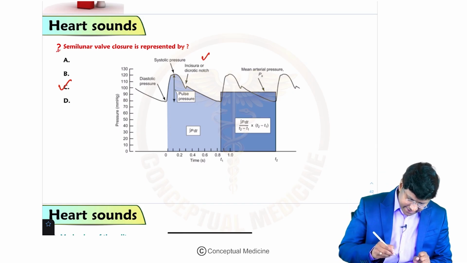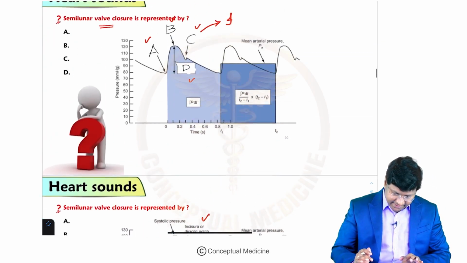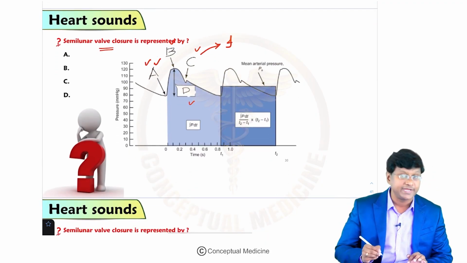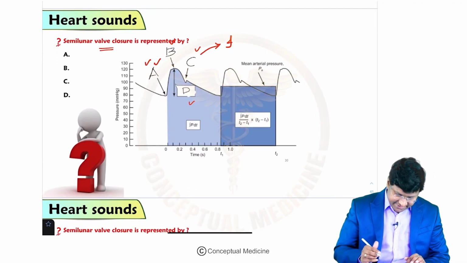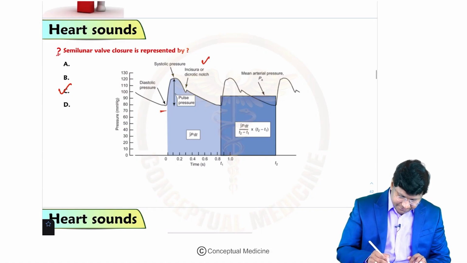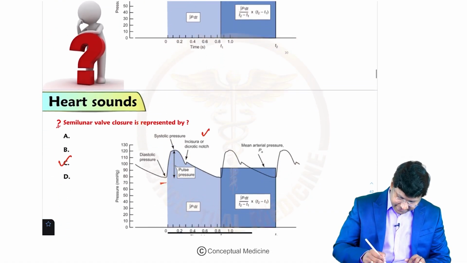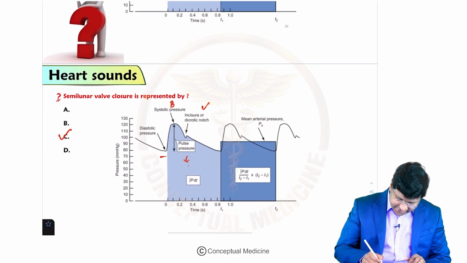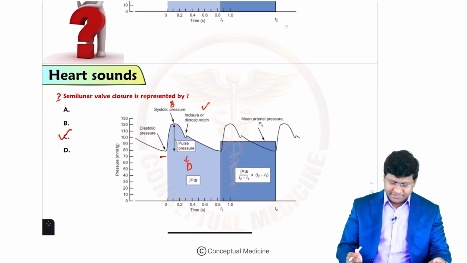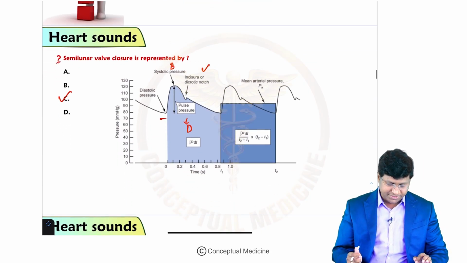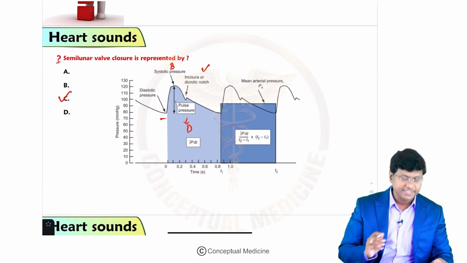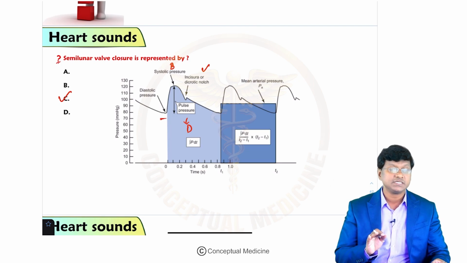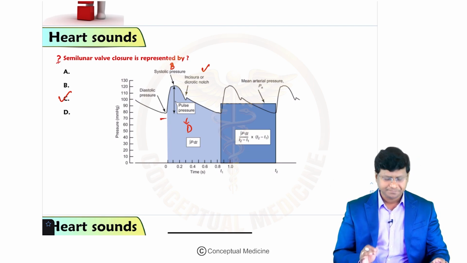Right? And if you take the other, you take the A. A represents the diastolic pressure and B represents the systolic pressure and the D represents the pulse pressure. That is the difference between systolic and the diastolic pressure. So semilunar valve closure is represented by C, that is your incisura or the dicrotic notch.